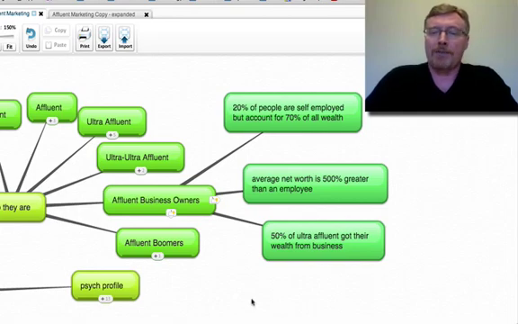50% of the ultra affluent got their wealth from business. Now, the other 50%, they married it, they inherited it, they just got lucky. But 50% of those ultra affluent people got it through business. So there's an awful lot of people out there who have succeeded in business and are sitting on a nest egg of money.